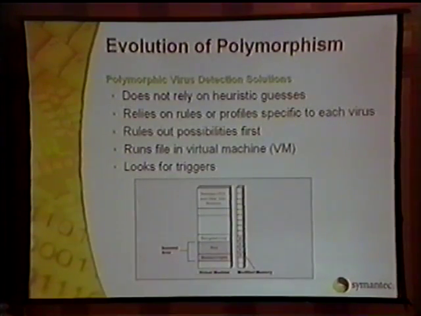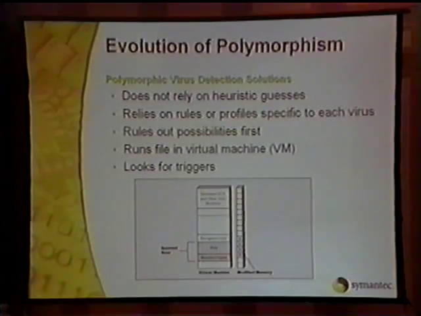So the final solution that the AV vendors came up with, and what we can look at in the IDS world, especially the network intrusion detection systems, is it relies on rules or profiles specific to each virus. The big ground here is that yes, it still loaded the file, as we see here, in a self-contained virtual memory or virtual machine, but it didn't rely on heuristic guesses. What it did is it rules out as many viruses as possible at first.